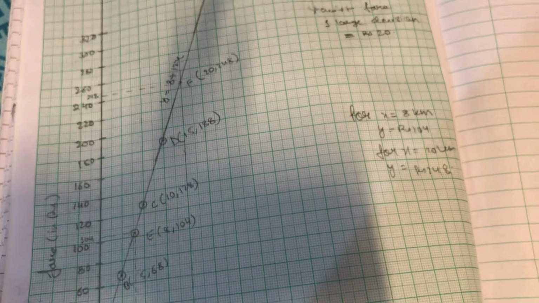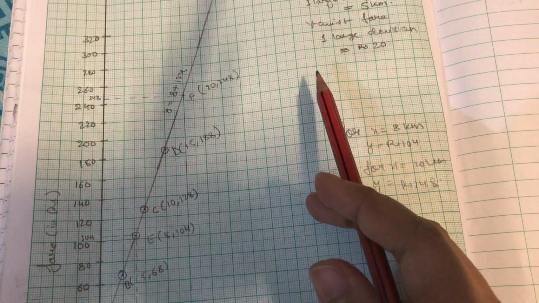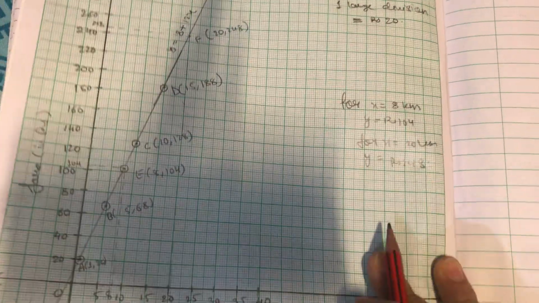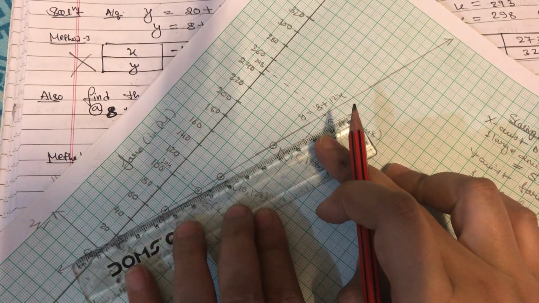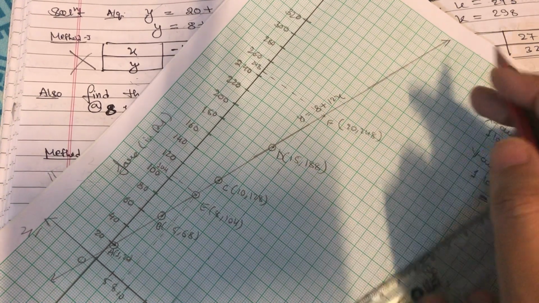Likewise I'll plot. Similarly I have done the same for the rest of the numbers, and likewise I have plotted, right? 188 likewise. After that plotting, I have joined all the points with the scale. With the help of a scale, I have joined all the points, and it should be a straight line.